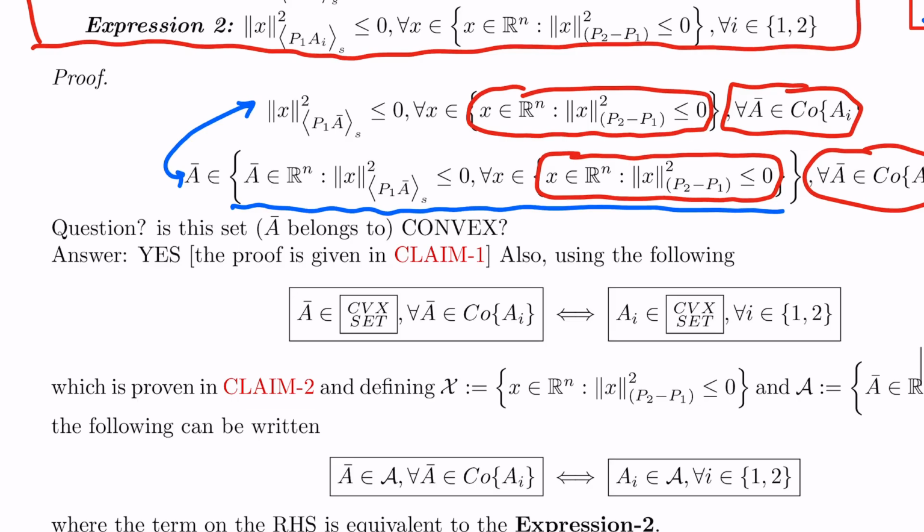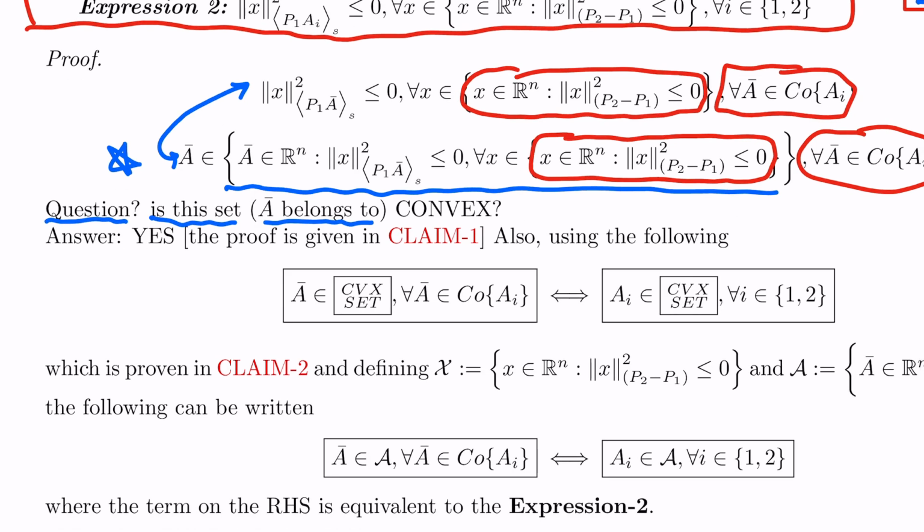Okay, once we have the set definition, the big question is: does the set a bar belongs to, is that set convex? And the answer might surprise you, or may not. Yes, the proof is given in claim 1. That is the first thing that we discussed.